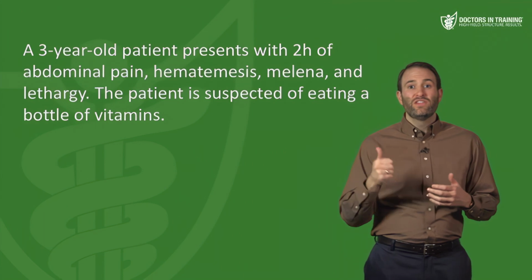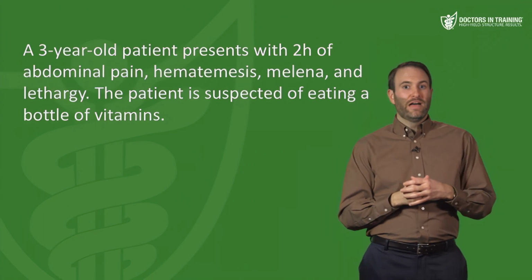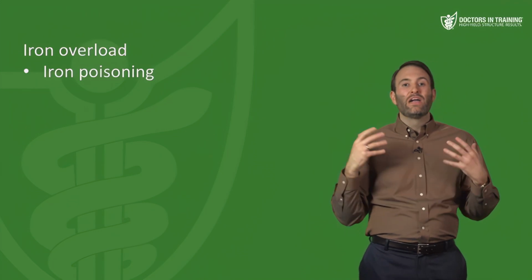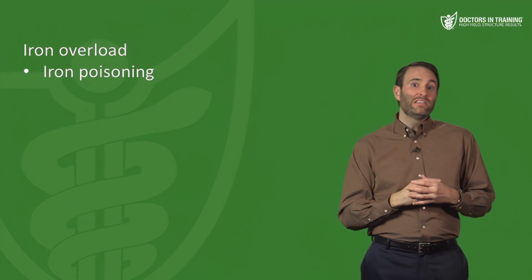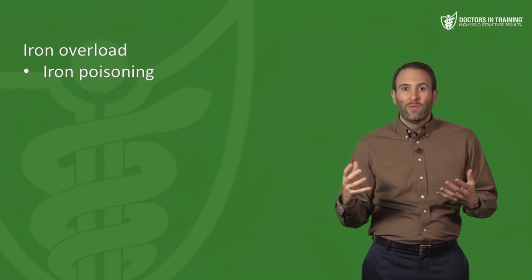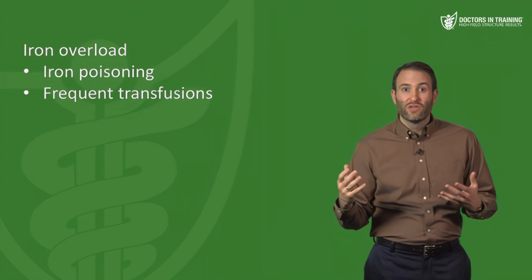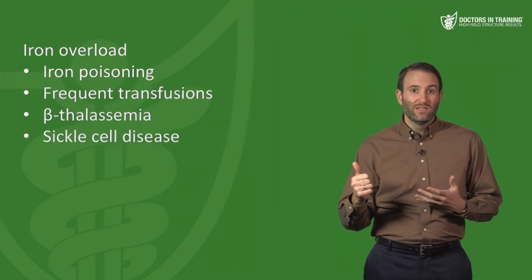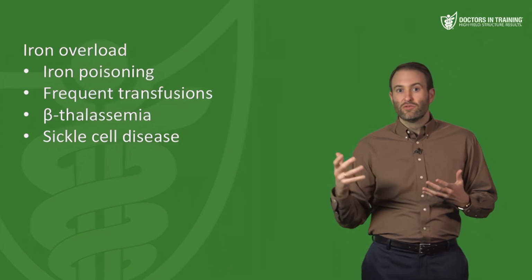So, and also this patient is suspected of eating a bottle of vitamins. So this is the acute gastrointestinal phase of an iron poisoning. Iron poisoning can be quite severe, which can even lead to death, but that's not the only way to get an iron overload. Patients that receive frequent transfusions can also get too much iron as well. Patients that have beta thalassemia or sickle cell disease may be getting too much iron from multiple transfusions.